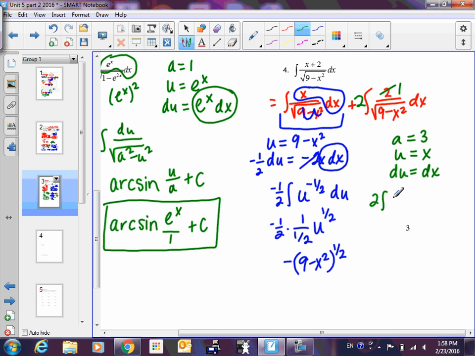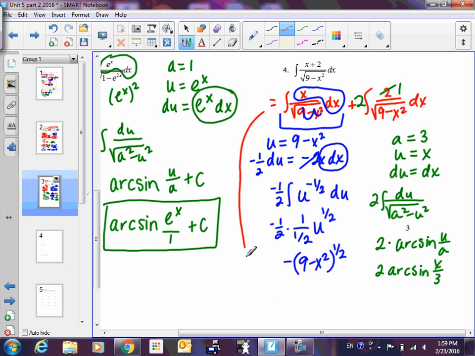So this ends up being 1 over 2 in the front, and then 1 over, or du even, over square root of a squared minus u squared. This is arc sine. So I'm going to go arc sine u over a. Or arc sine x over 3. So my final answer, all of that. Just going to write it all together.